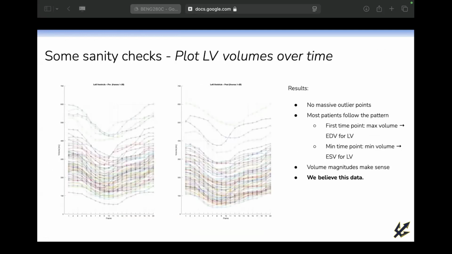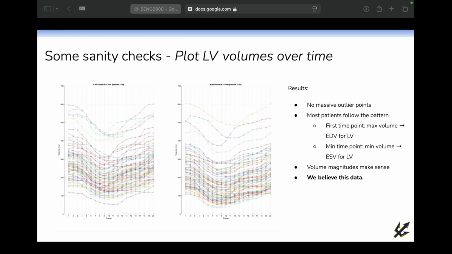So then, just to ease my worries, I plotted the left ventricle volumes over time. In the plots, time point is on the x-axis and volume is on the y. As you can see, there are no massive outliers, and most patients follow the inverted bell curve trend, in which the outlier points are the maxes and the center point is the min, or near the center. We can therefore define the first time frame as end diastolic volume and the minimum volume time frame as end systolic volume for left ventricle. So lastly, the volume magnitudes do make sense, and therefore I can pretty much suggest we trust this data.